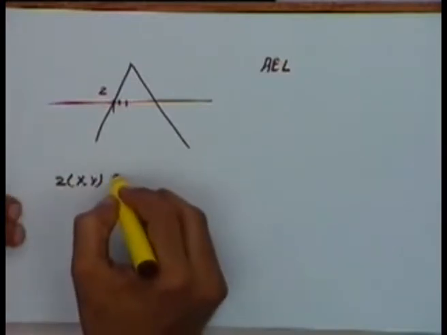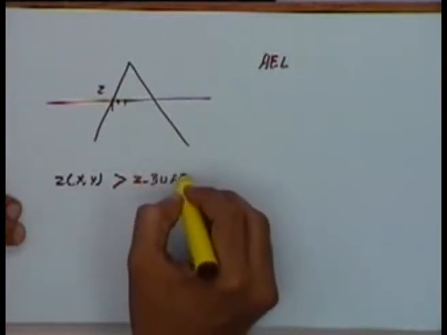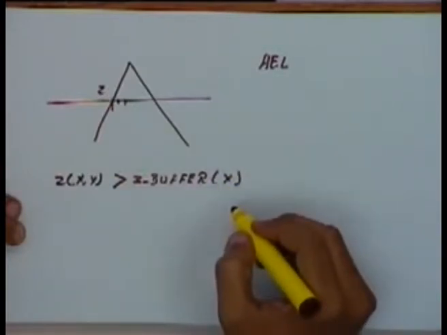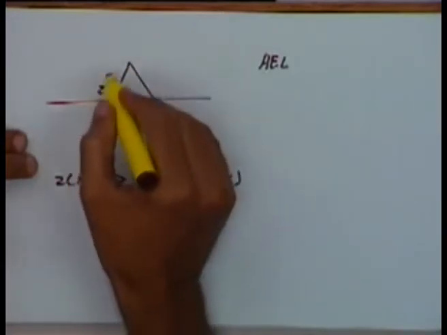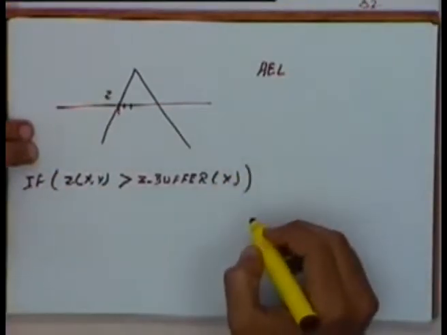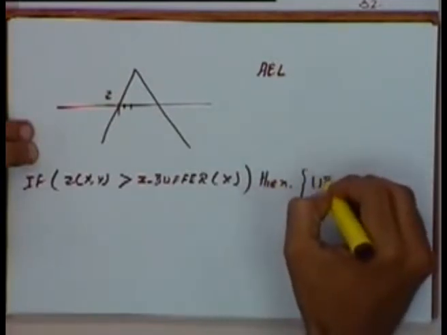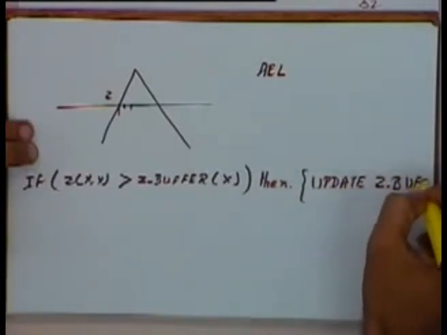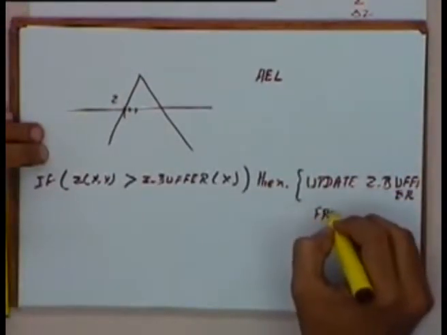And if the z of x,y is greater than the z buffer at x, in that case this particular pixel will be displayed according to this polygon. So if this condition is satisfied, then we'll have to update the z buffer as well as the frame buffer.